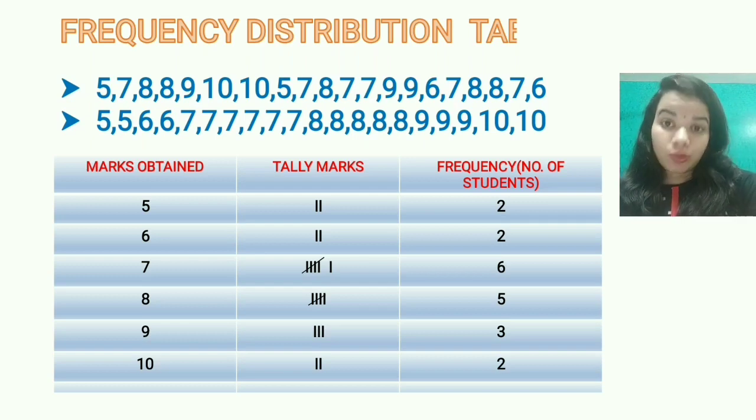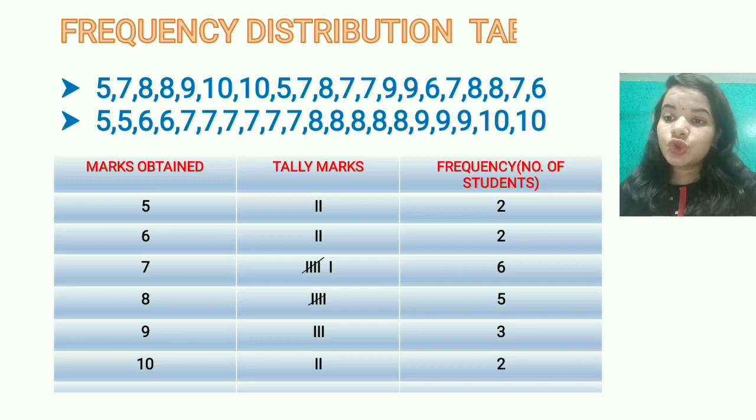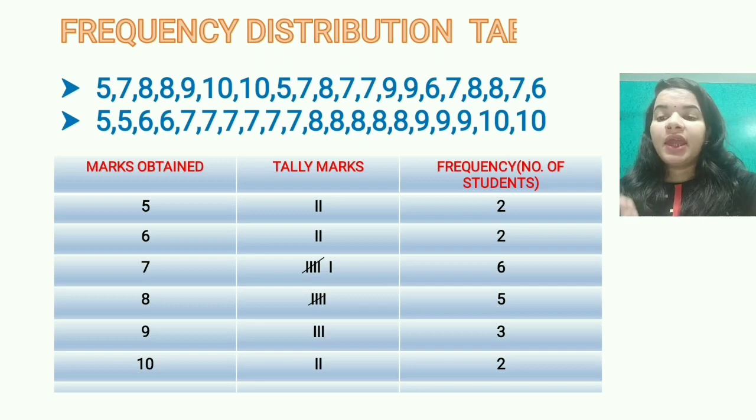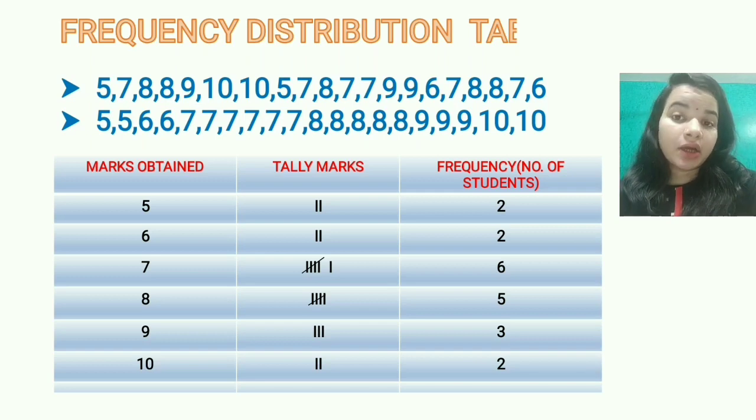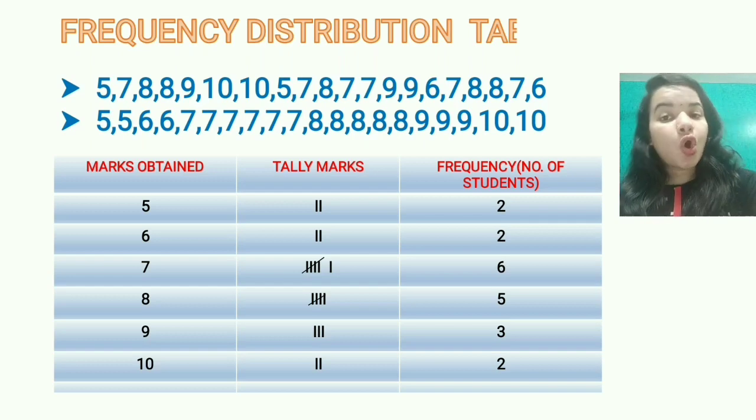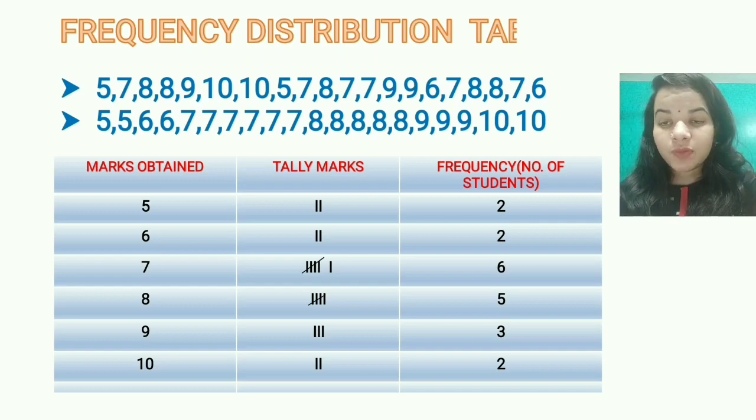6 is occurring how many times? How many children have obtained 6 marks? 2 children. So the frequency of 6 is 2. Similarly for 7, if you count 7, it is occurring 6 times. 8 is occurring 5 times. 9 is occurring 3 times. And 10 is occurring 2 times. So these are the frequency of these observations. Clear how to write the observations?